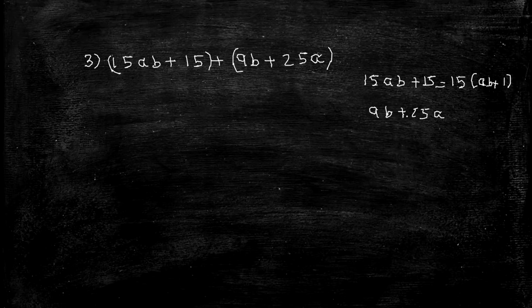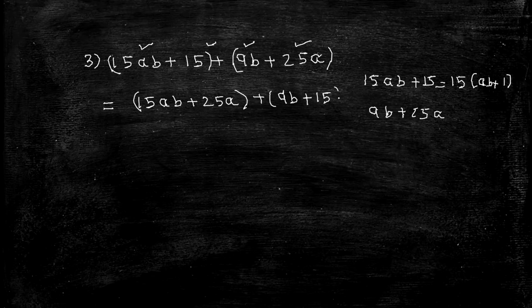In such cases, what I'll have to do is do a little bit of rearrangement, shift and see. Maybe combine 15ab and 25a, because I feel there can be certain factors common, because they are multiples of 5, and then I'm going to combine this 9b with 15. So 9b plus 15. It's just a trial. Sometimes if it doesn't work, you have to again try out a different combination.